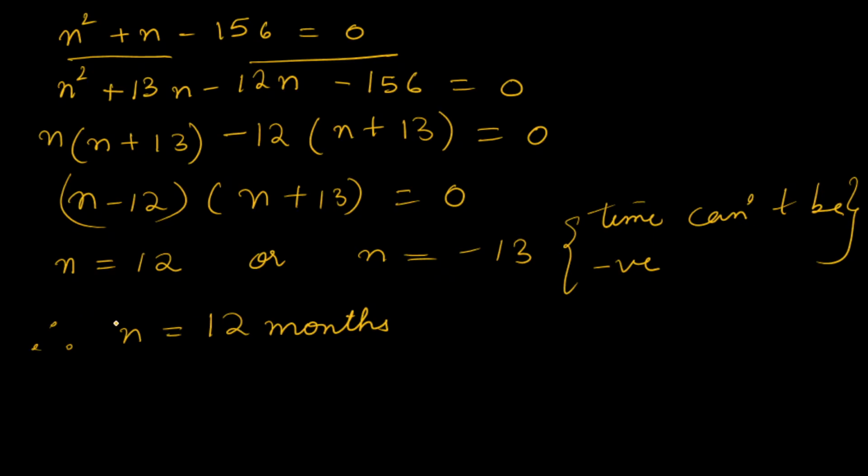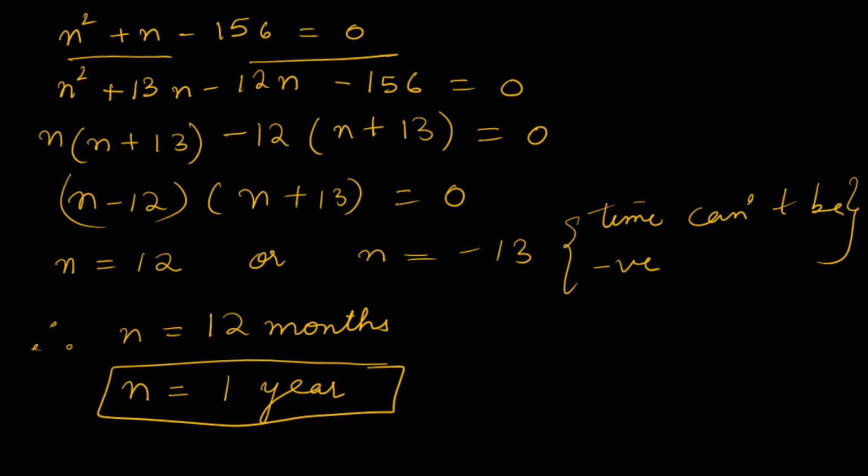But in the question they have mentioned that we have to tell in years. So don't forget to write that also. 12 months we know is 1 year. So we can write n is equals to 12 months means n is equals to 1 year. Because if you write it in months, you might lose marks here. So 12 months equals 1 year.